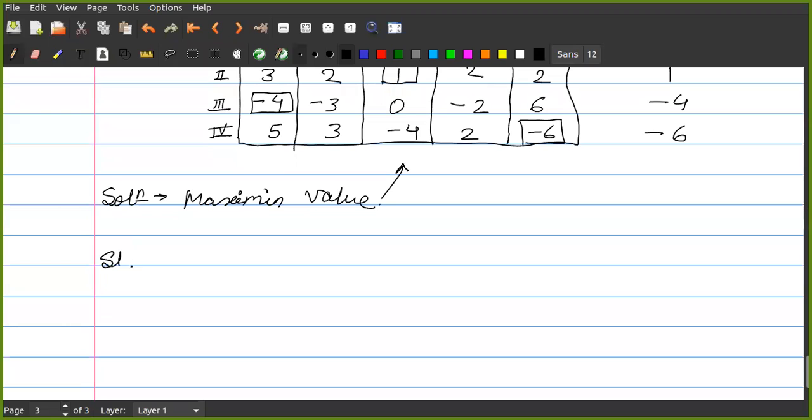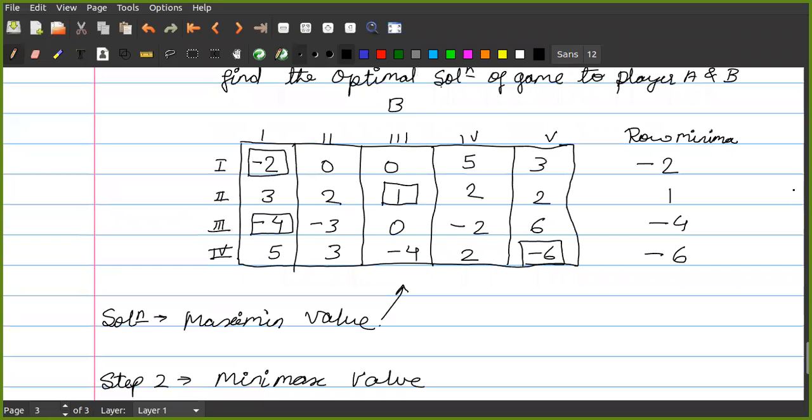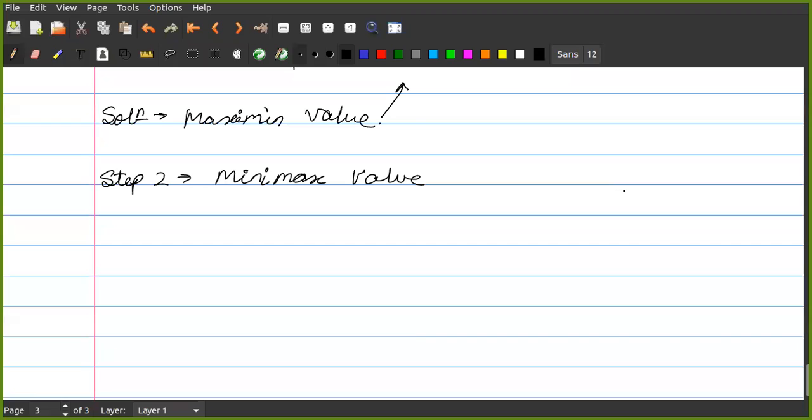So step 2. Step 2 is to find minimax value. Here, what is the maximum value? Maximum value is this 1. Okay, we were supposed to calculate maximin. So maximin is 1, correct? So now we want to calculate minimax.